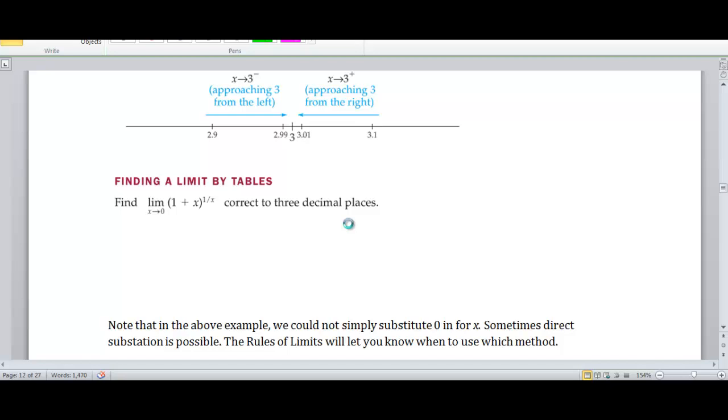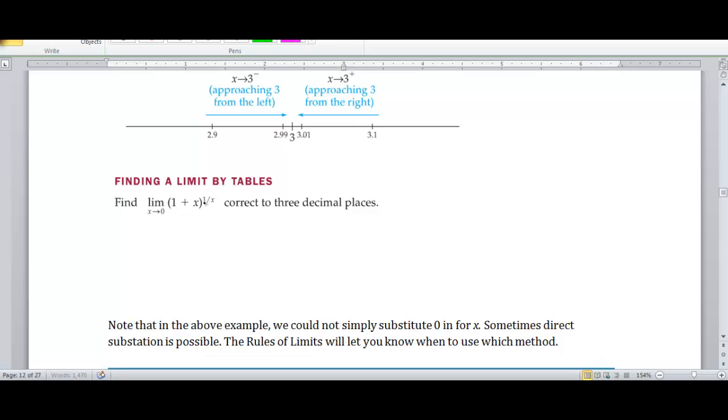So if I want to find the limit as x approaches 0 of this function, now notice, I cannot plug 0 right into the function, because if I do, I get 1 over 0, and that's undefined. That's why I need to take the limit, because this function is not defined at 0, but it is defined close to 0. So it says by table, so let's make a table.